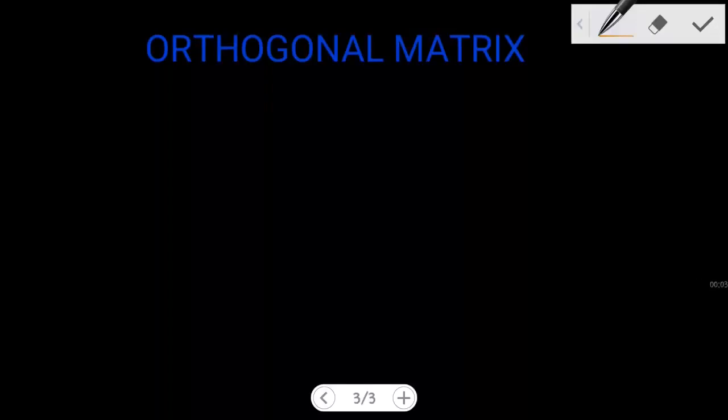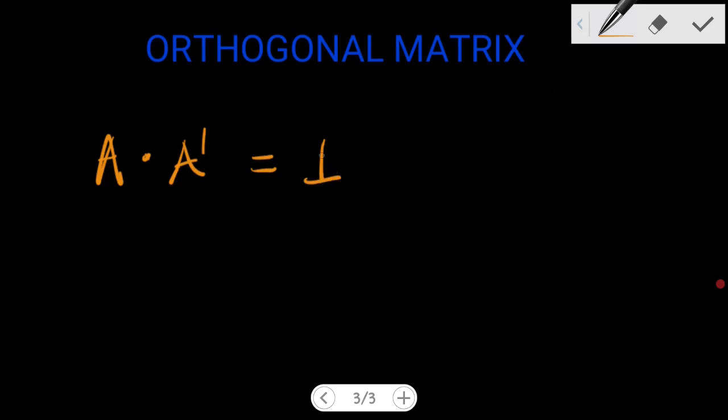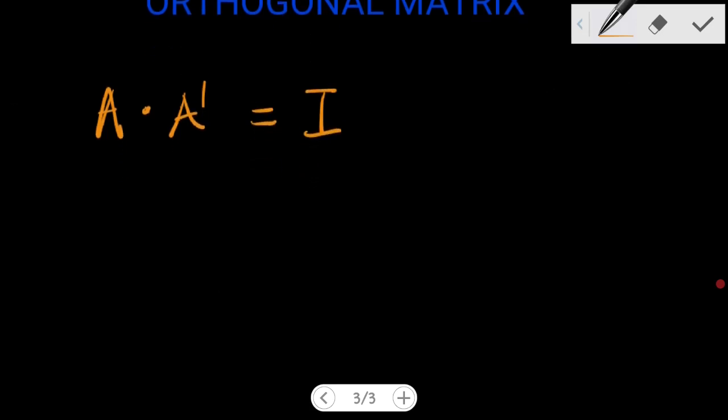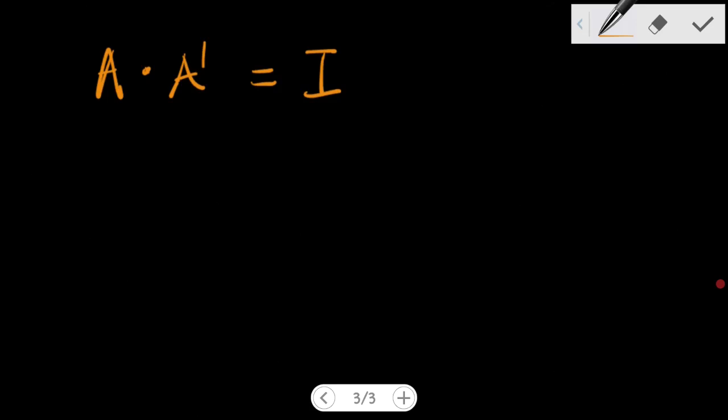In this video, I'm going to be talking about an orthogonal matrix. A matrix is orthogonal if the product of the original matrix and its transpose gives us an identity. If I have a matrix A and I multiply it by its transpose, this gives me an identity matrix.